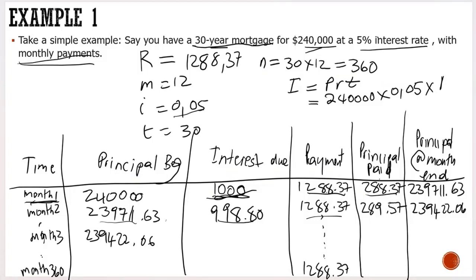Remember when we were working with simple interest and also compound interest, we said if your period is less than a year, it needs to be divided by the compounding periods. So we've got 1 month divided by 12 compounding periods. Is that clear? So that's how we got this 1,000. We use this formula to get this 1,000 for this month.